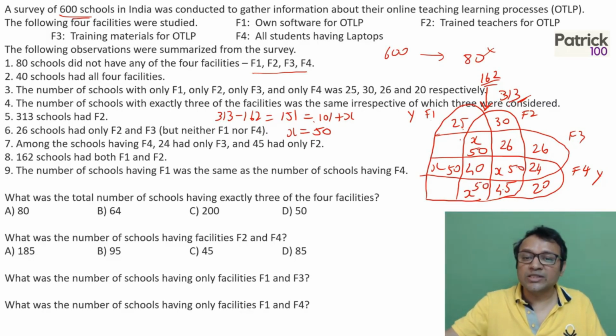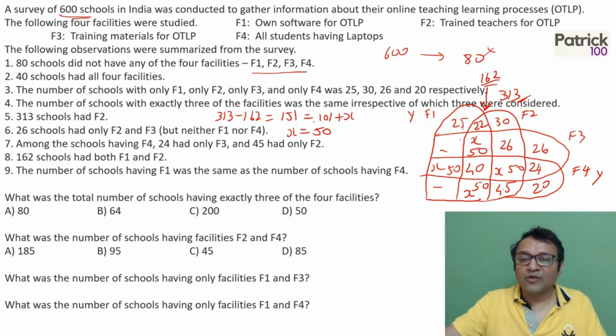Now we check out 162. 162 is the total of F1 and F2. So if you look at 50 plus 40, that is 140. So 162 minus 140 will be 22, which is F1 and F2 only. Now we are left with these two values, but we don't know the value of y.